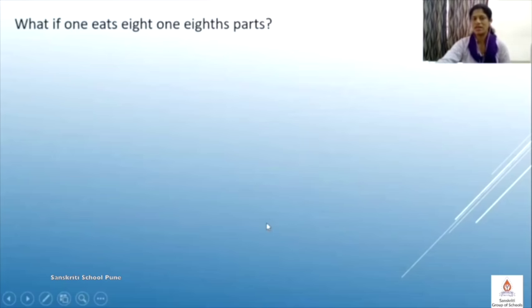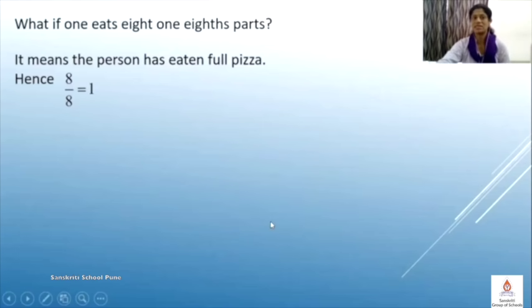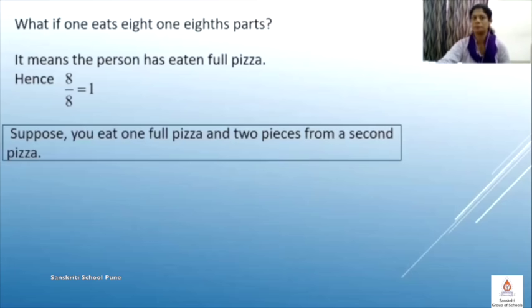Now, what if one eats 8 times 1/8? In that case, a person has eaten one full pizza, is it not? Hence, 8 upon 8 is 1. Children, whenever the numerator is equal to the denominator, it represents one whole.